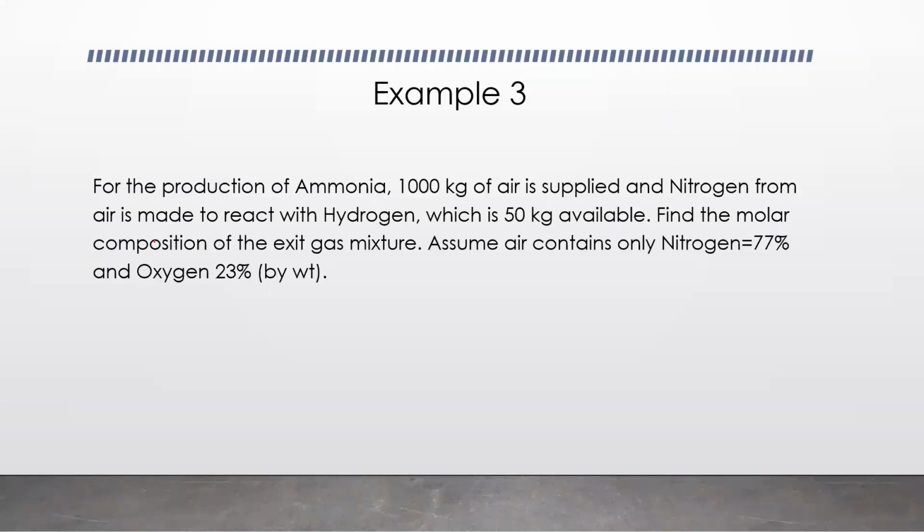So we have, for the production of ammonia, 1000 kg of air is supplied, and nitrogen from air is made to react with hydrogen, which is 50 kg available. Find the molar composition of the exit gas mixture. Assume air contains only nitrogen 77% and oxygen 23%, and this composition is given by weight.